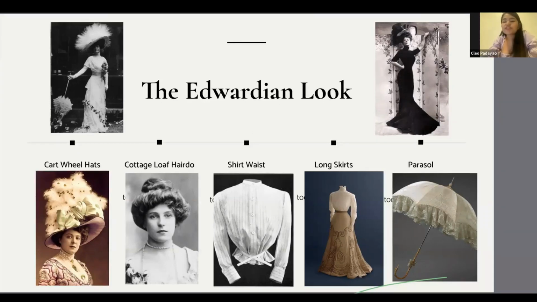And then third is the shirt waist. As you can see, that's their top, and it's very much cinched in the waist, again, to create the cinched look. And then last is the long skirts to pair with the shirt waist, and then the parasol. This is the perfect accessory for the Edwardian women. So if you wonder, if they already have the big hat, can you guess why they still need a parasol? Can some of you guess? What's their use of the parasol?